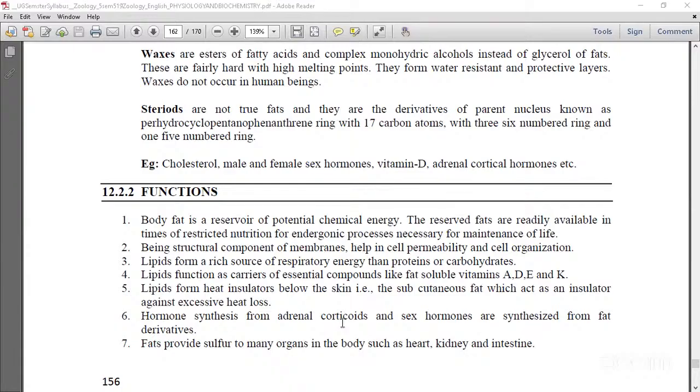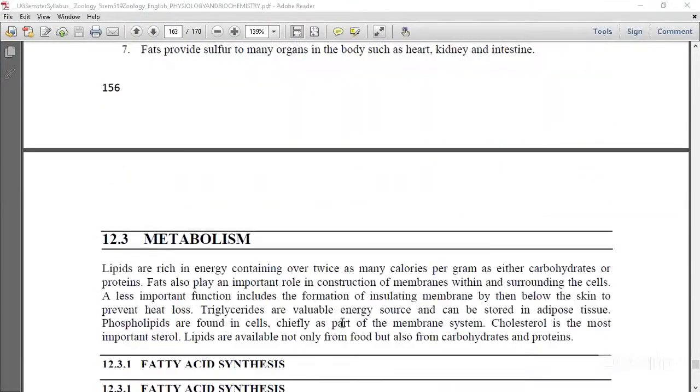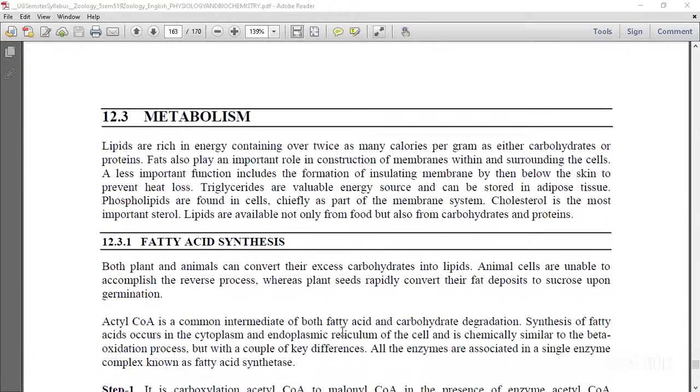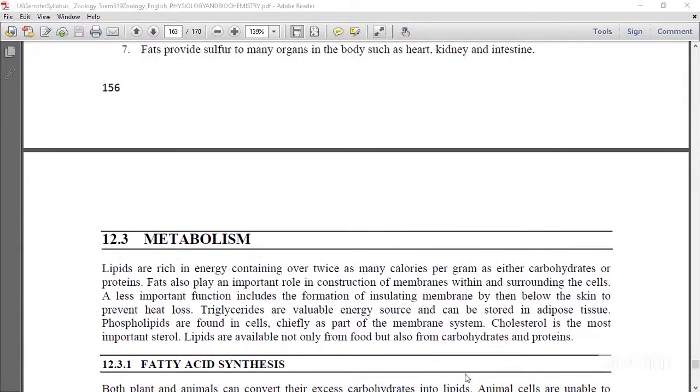And hormonal synthesis: from the adrenal cortex, corticoids and sex hormones are synthesized from the fat derivatives. Fats provide support to many organs in the body such as the heart, kidney and intestine. When coming to lipid metabolism, lipids are a rich energy source, with over twice as many calories per gram as either carbohydrates or proteins.